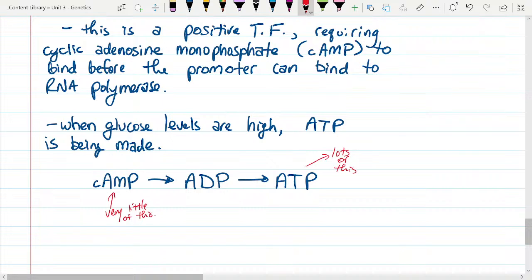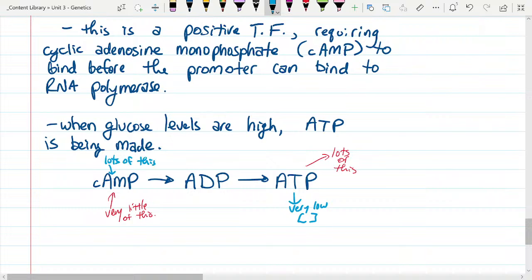So this is the second layer of control, which is that for this gene to get used, it has to bind to something that is only around when the cell is low on energy. Does that make sense? If the cell has lots of energy, then it won't have much of this. On the other hand, if the cell has low amounts of this, well, then it will have lots of this. Does that make sense with my color coding there?